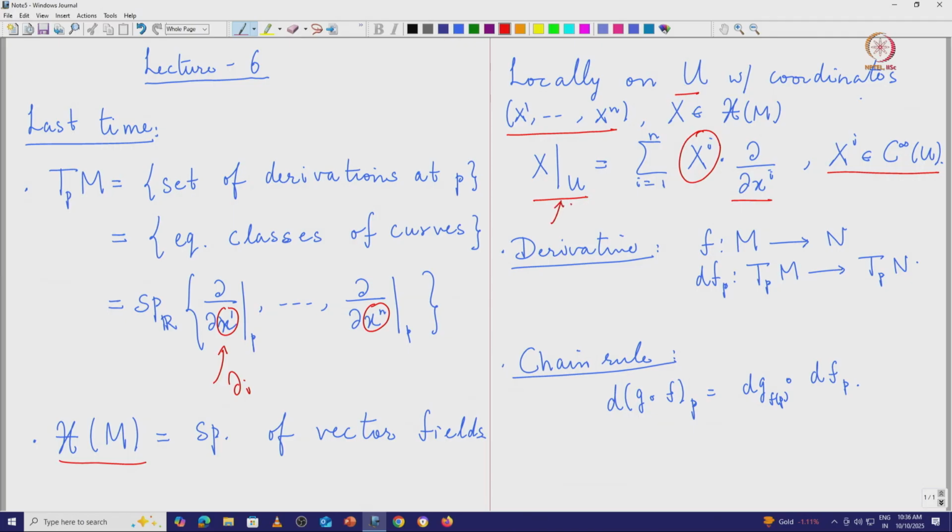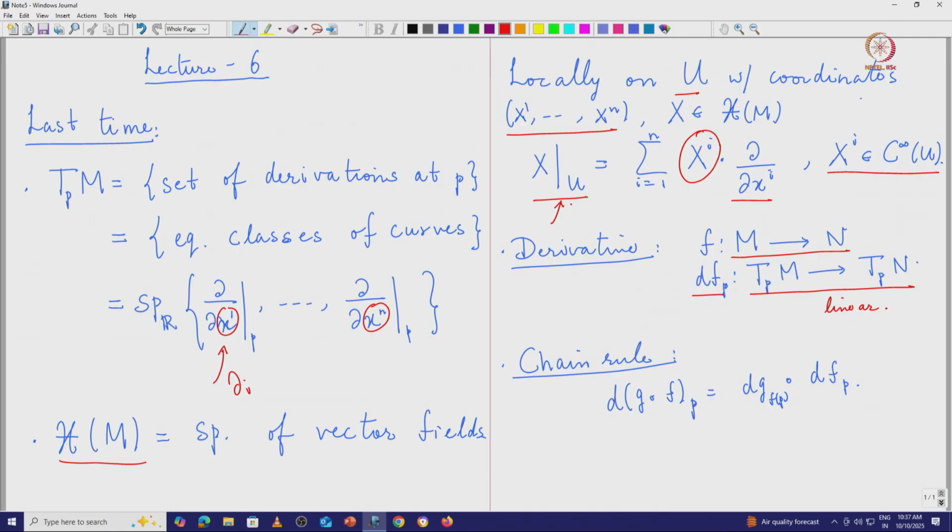So then given any smooth map between two manifolds, one can define the derivative of that map as a linear map between the tangent spaces. And then the derivative has this very beautiful property that the derivative of a composition is the composition of derivatives. So that's basically the chain rule from calculus.